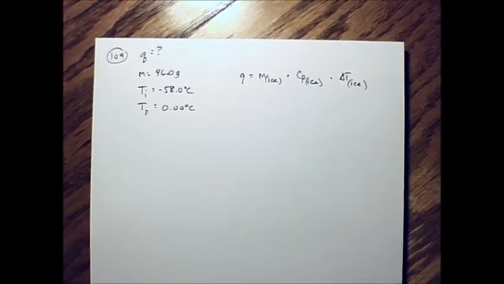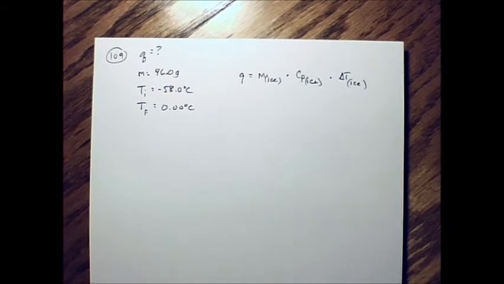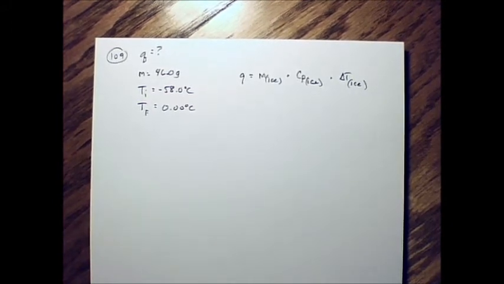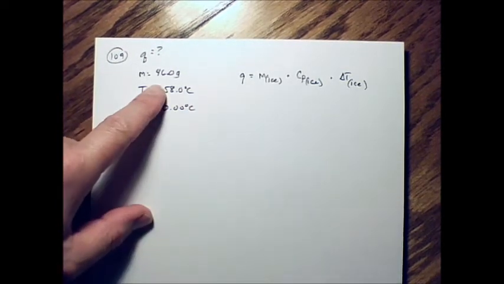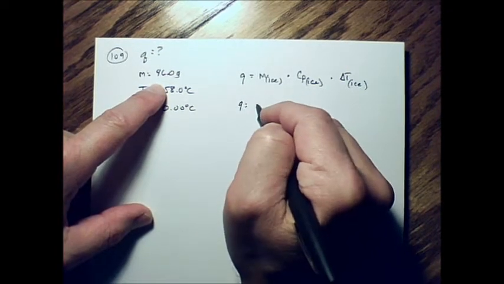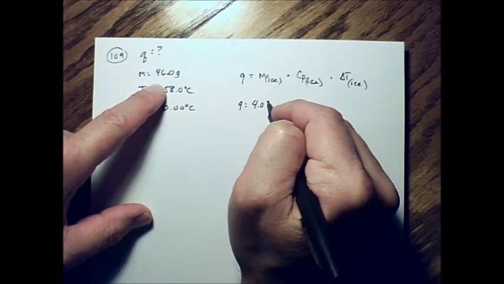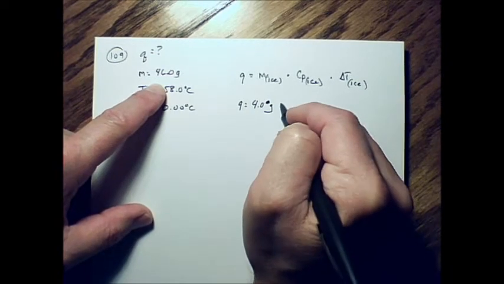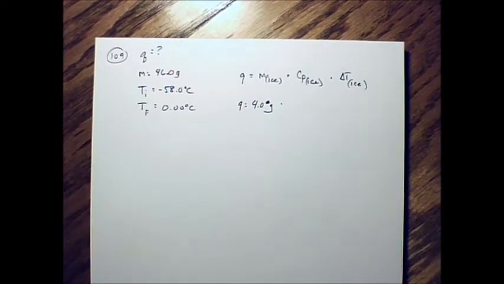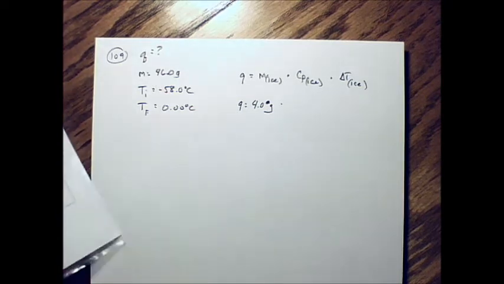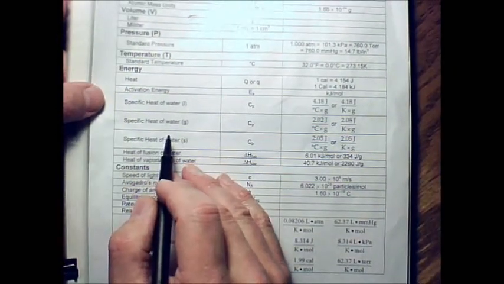And anytime you're changing the temperature, not changing the physical state, so we're not talking about melting it, that's the equation you use. Now the mass we have is 46.0 g. The specific heat is found on the front page of your test references. The specific heat is right here for water.